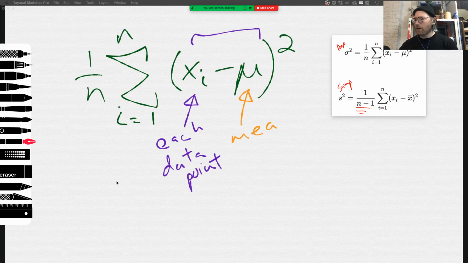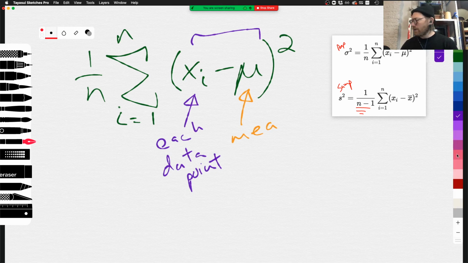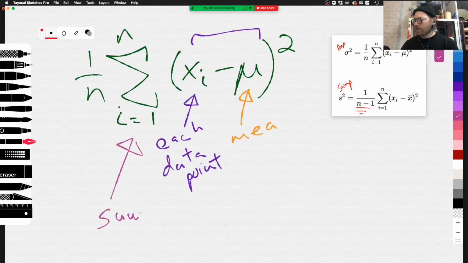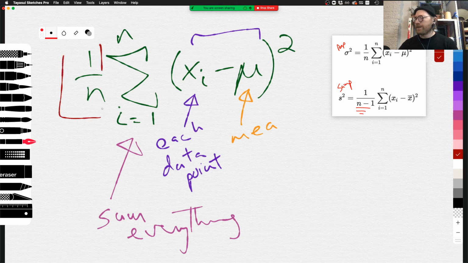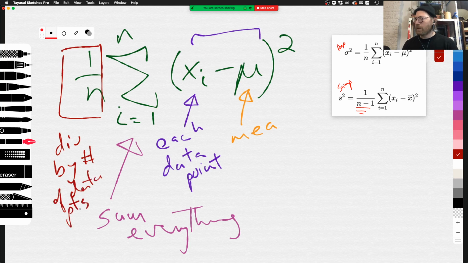So this is our summation here, that just means sum everything, and then we turn it into an average here. This is where we divide by the number of data points. So this is for a population.